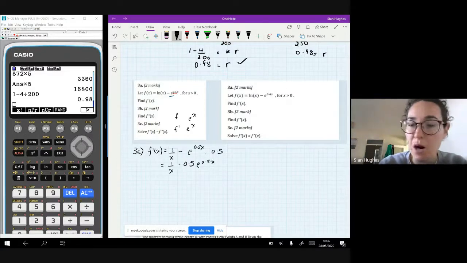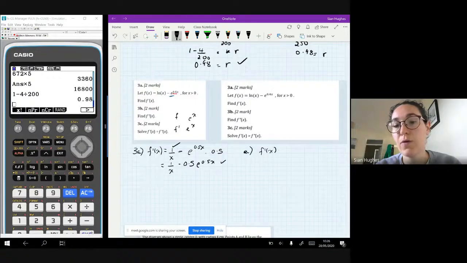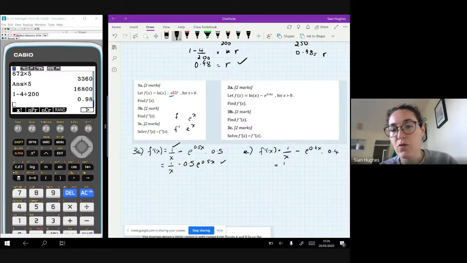You wouldn't lose a mark if you left it like this, but it looks a bit messy. And you get a mark for each term here. So a mark for 1 over x and a mark for this guy. And then on the Americas one, yours would look very similar. Your first term is exactly the same. And then your second term, you've got e to the 0.4x. So the only difference is that you've got 0.4 here, and so the derivative of your inner function is also 0.4. And so your answer was this.